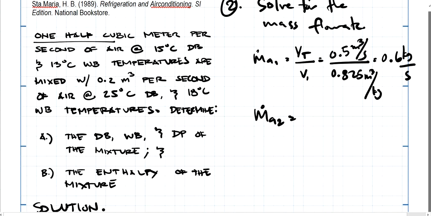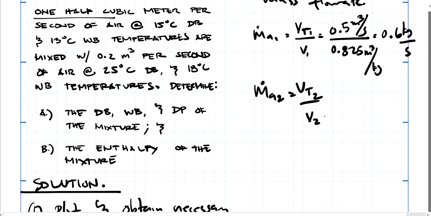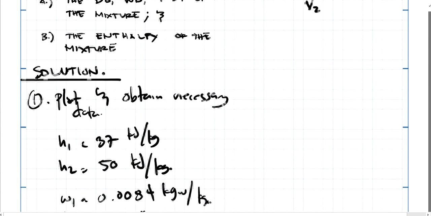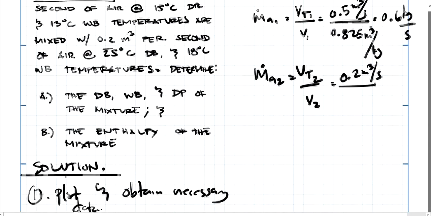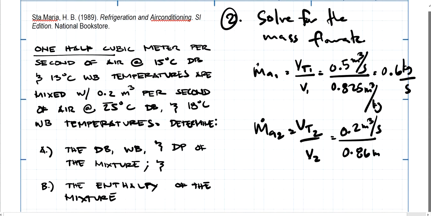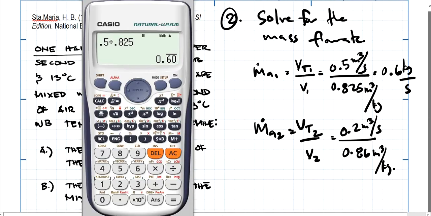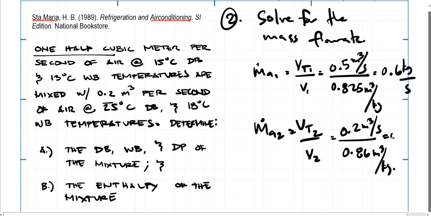For the mass flow rate for the second airstream, this is the V total at point 2 and the specific volume at point 2. This is 0.2 cubic meter per second divided by the specific volume of 0.86 cubic meter per kilogram. This is 0.2 divided by 0.86, maybe 0.23 kilogram per second.